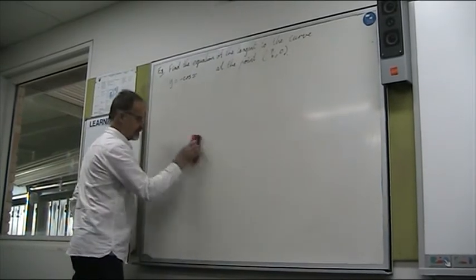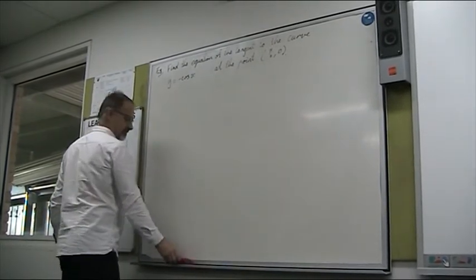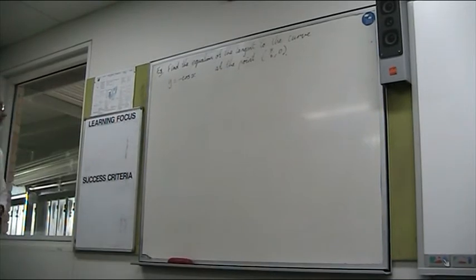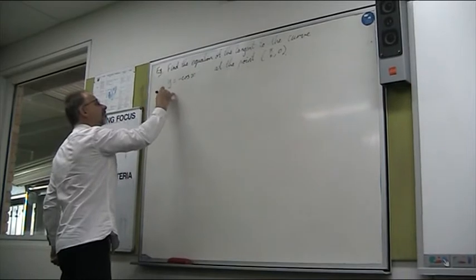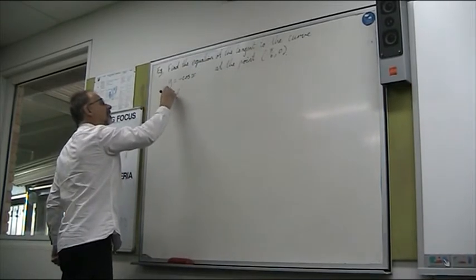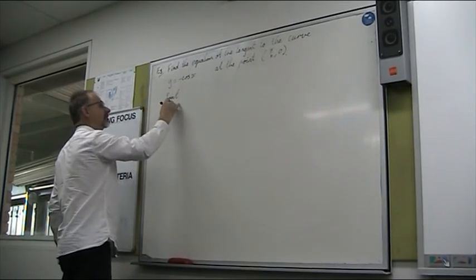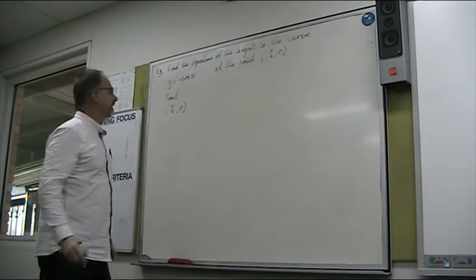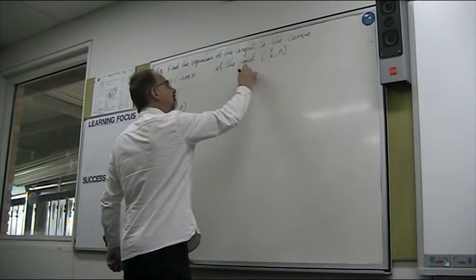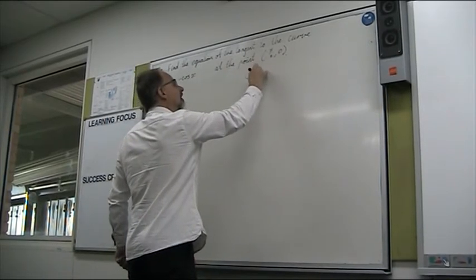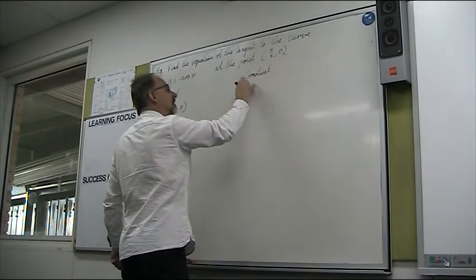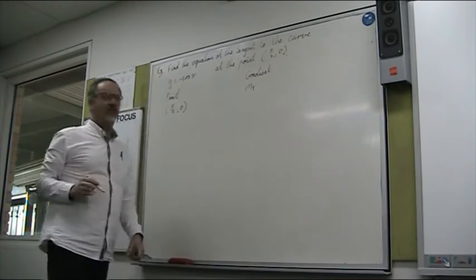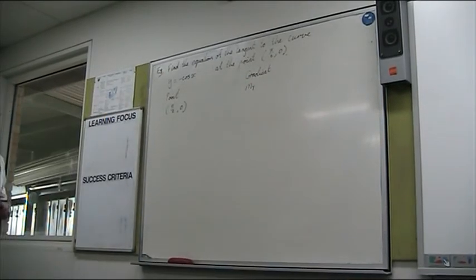So just because it's a circular function, a trig function, doesn't change what we need. We still need a point, which we're told is pi on 2 and 0. And we still need, excuse me, the gradient, and this time it's the gradient of the tangent we're after.